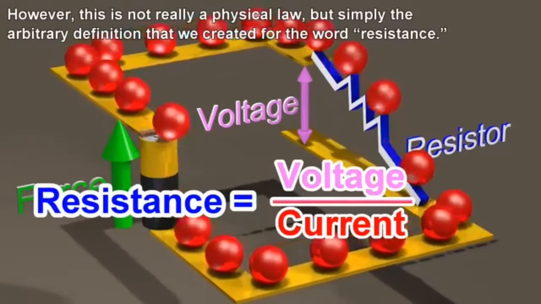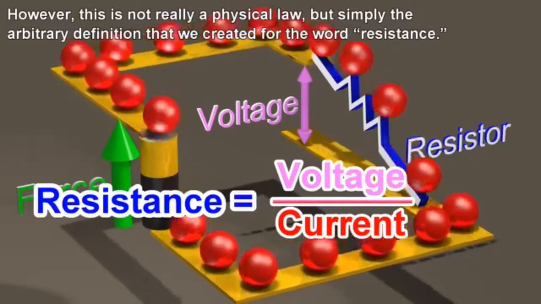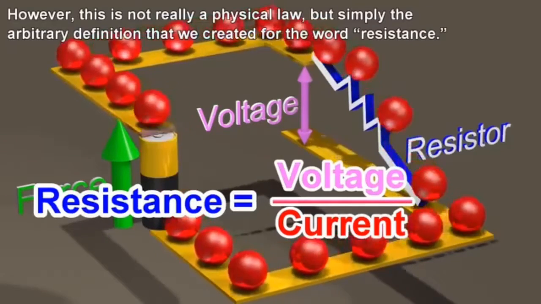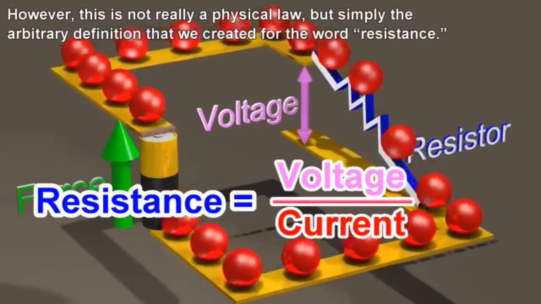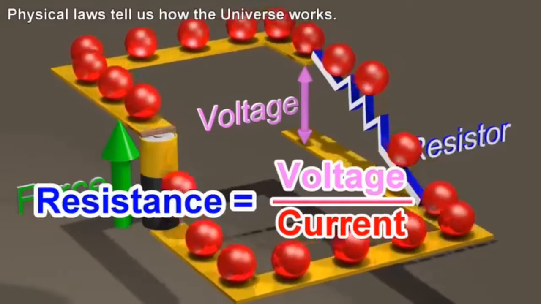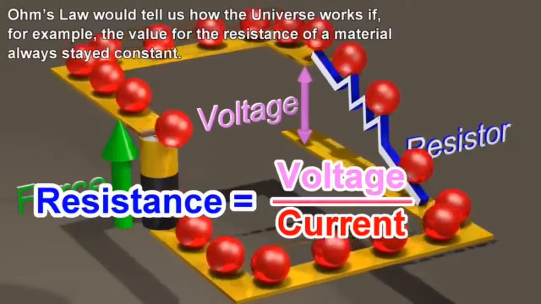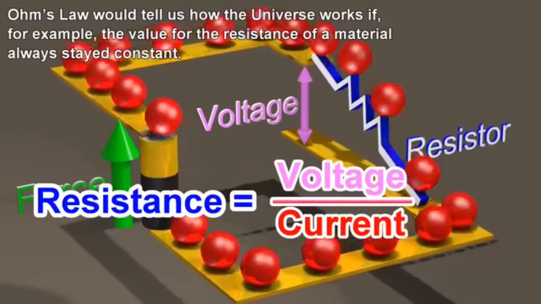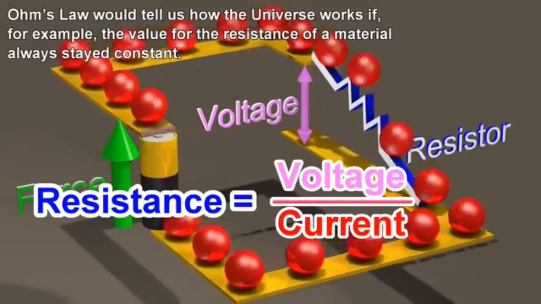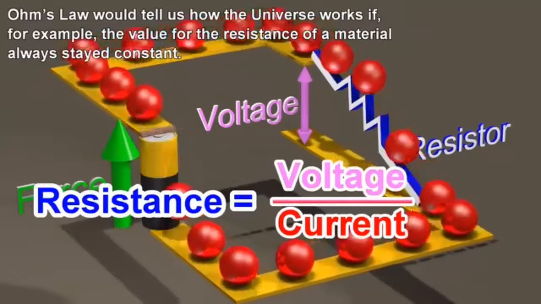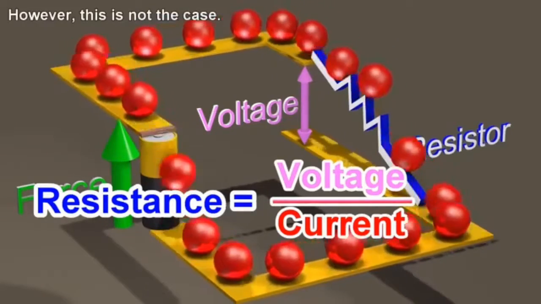However, this is not really a physical law, but simply the arbitrary definition that we created for the word resistance. Physical laws tell us how the universe works. Ohm's law would tell us how the universe works if, for example, the value for the resistance of a material always stayed constant. However, this is not the case.